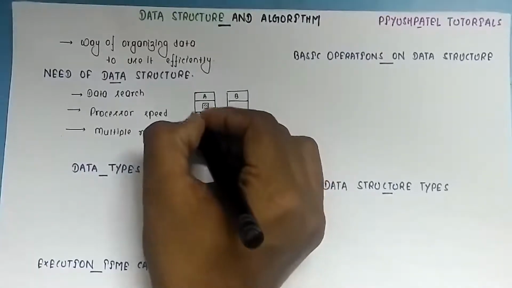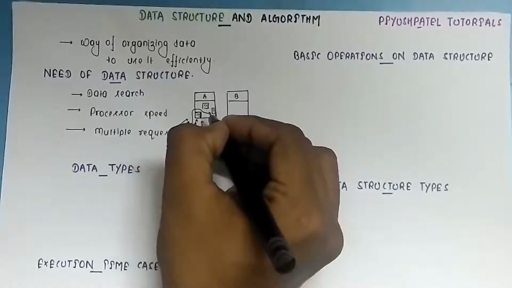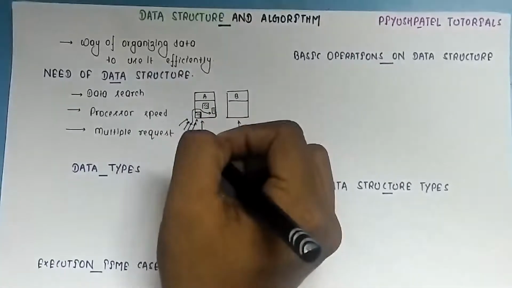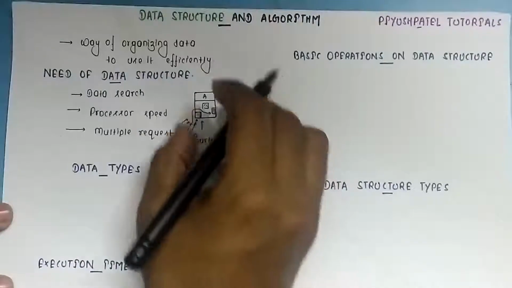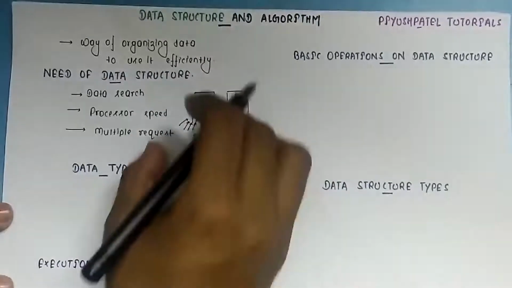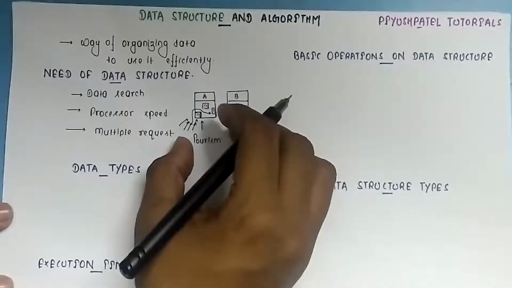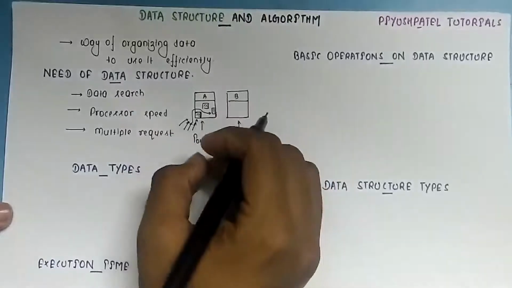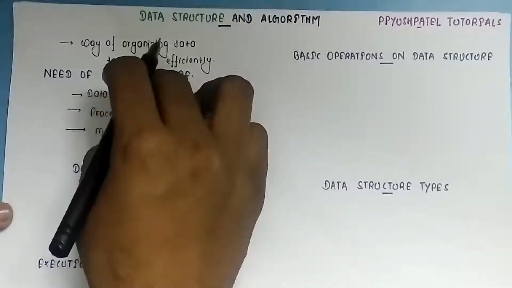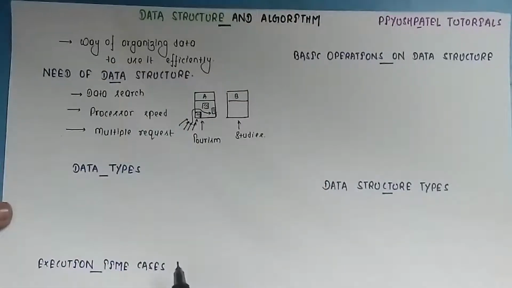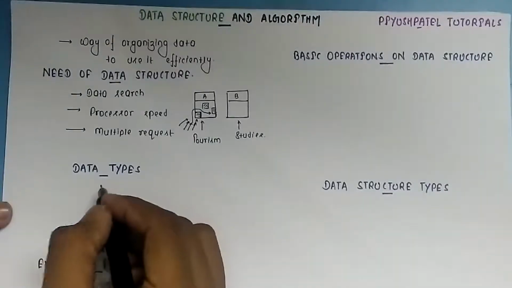Whenever somebody asks for the Delhi travel package, this goes to this part of the server. And as this information is organized, we can have quick access without any delay. So these are mainly the need of data structure. And now we'll get to know about the data types.